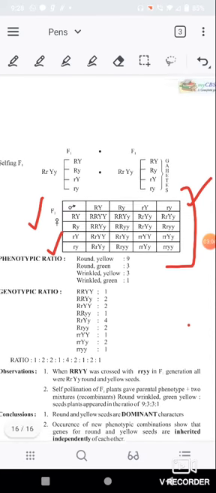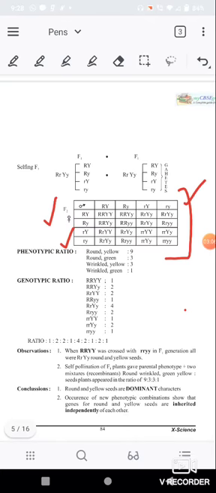Now let us discuss the progenies and their ratios. There are two types of ratios that I have told you: the phenotypic ratio and the genotypic ratio. The phenotypic ratio basically tells you about the physical expression of the contrasting pairs of traits, meaning how many are yellow and how many are round. We can just physically see them. So the physically expressed ratio is basically the phenotypic ratio.